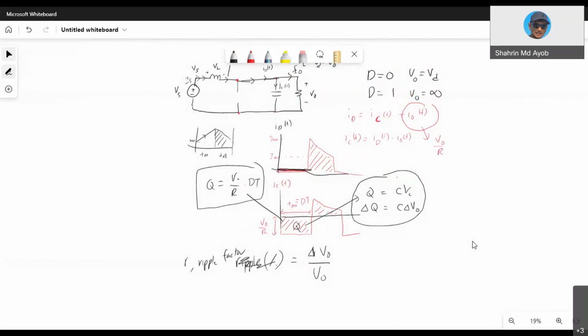So as I said, this chapter is a very easy chapter because the analysis contains only three: the relationship, then IL, Lmin, and the ripple factor. No problem. If you understand buck converters, then there is no problem with the boost and also buck-boost.